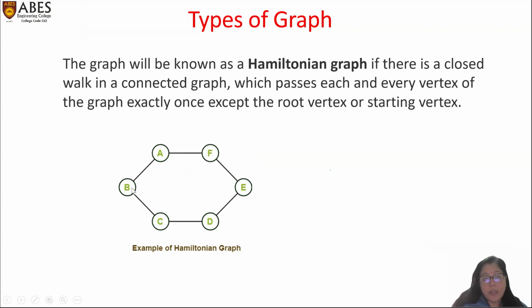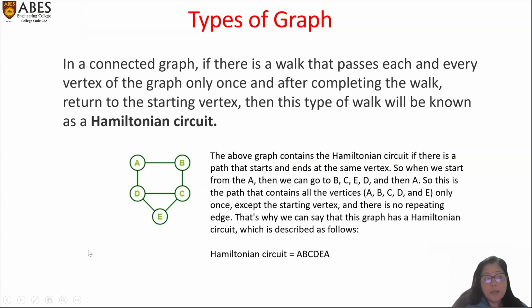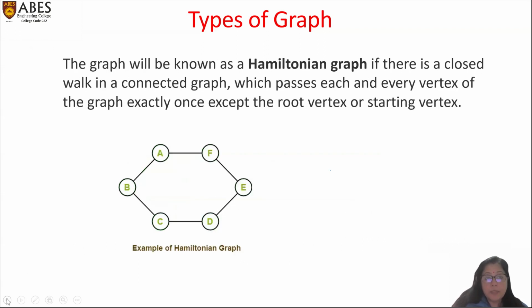Then another form of graph is the Hamilton graph. In a Hamilton graph, when we walk through the vertices, all the vertices appear in the walk only once, except for the starting and ending vertex. So a graph is known as a Hamilton graph if there is a closed walk in a connected graph which passes through each and every vertex of the graph exactly once, except the root vertex or the starting vertex. The root is basically the starting point of the traversal.